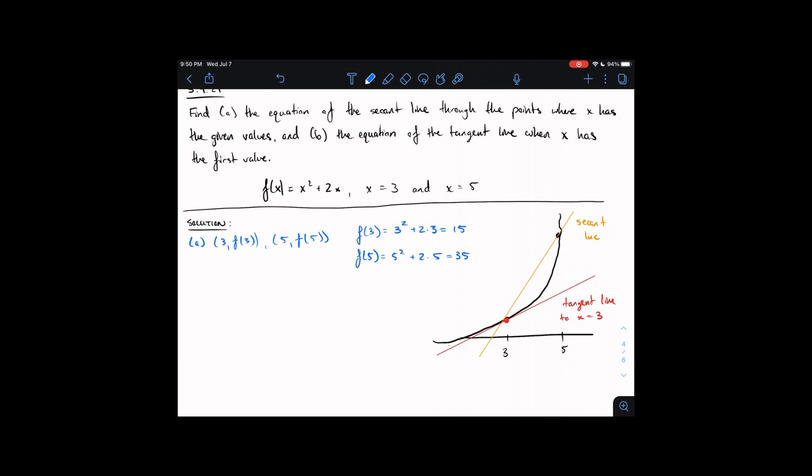Okay, so with our rise over run formula, our rate of change formula, we do f of 5 minus f of 3 over 5 minus 3. This is 35 minus 15 over 5 minus 3. We have 2 there, 20 there, and that becomes 10. So 20 divided by 2 is 10. All right, so this is the slope of the secant line.